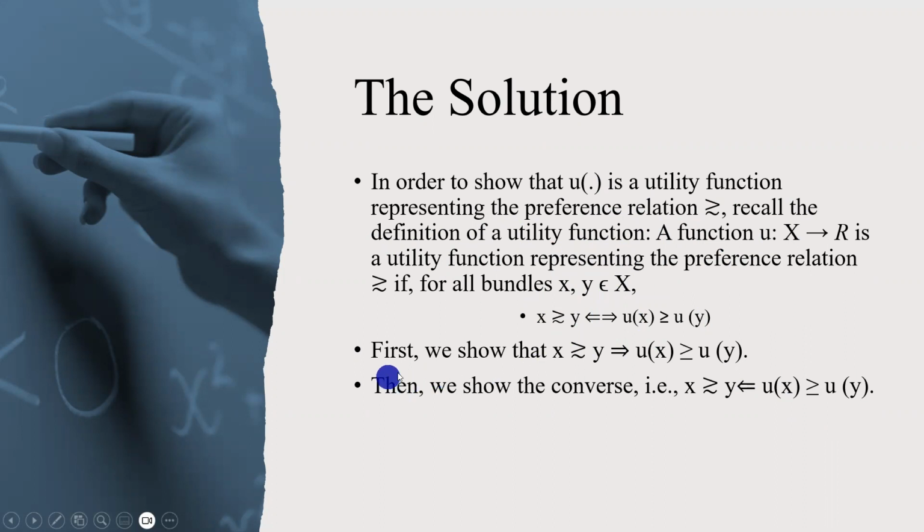So solve this first. We show that x is at least as good as y implies utility of x is greater than or equal to utility of y. Then we will show the converse, such that utility of x is greater than or equal to utility of y implies x is at least as good as y.